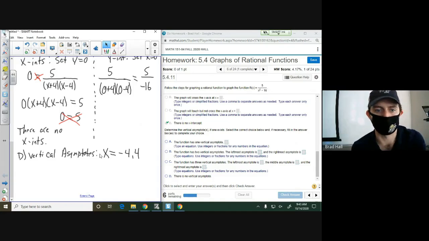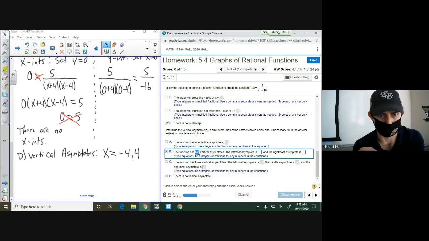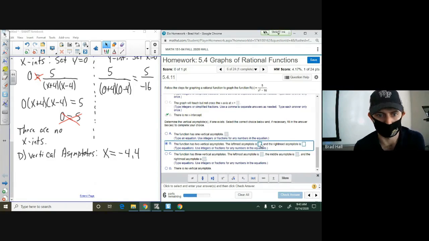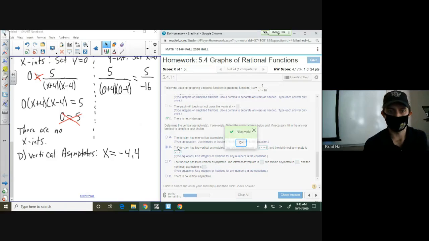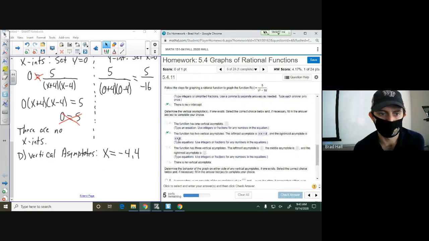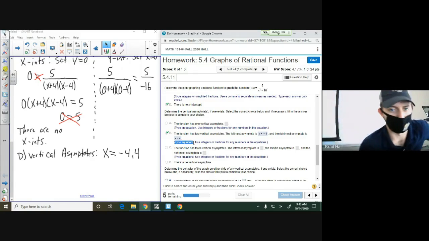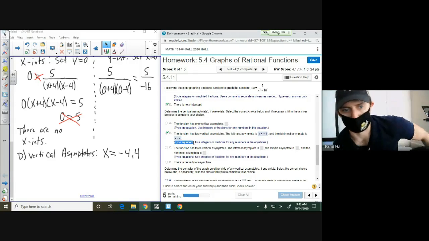And the way that translates, we have two vertical asymptotes, which is why I'm going to choose answer choice B, because it does say two vertical asymptotes. But it wants it as the leftmost and then the rightmost, which means it wants the smallest one first and then the largest one. I'm going to write these as separate equations as well, because it does say type equations, which means you better have an equal sign somewhere. And so I wrote down the leftmost one and the rightmost one.